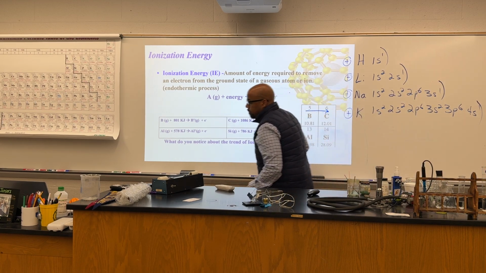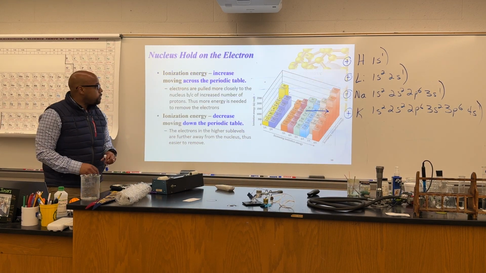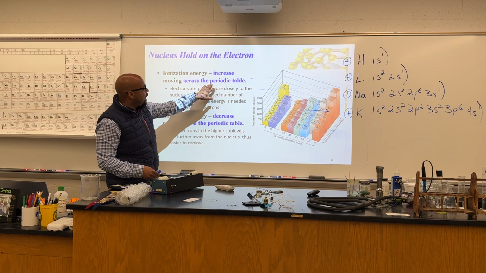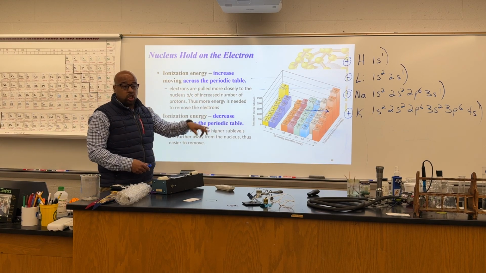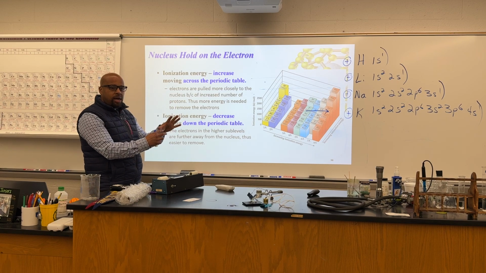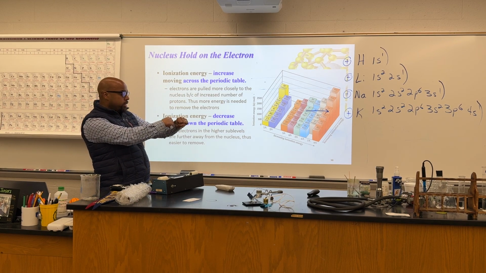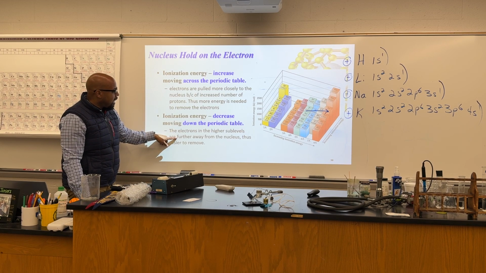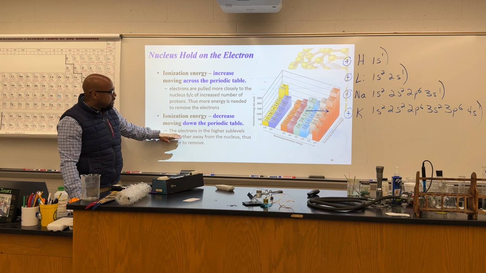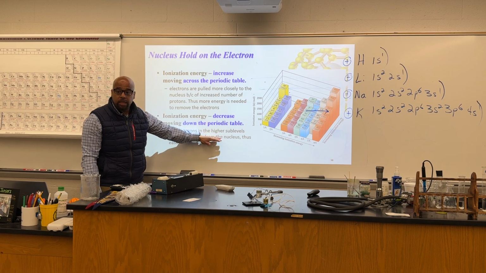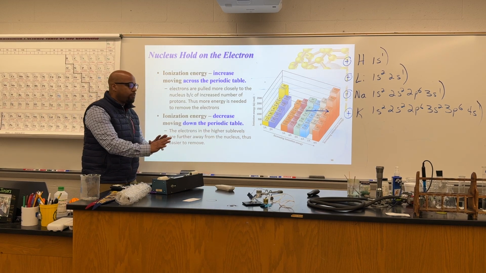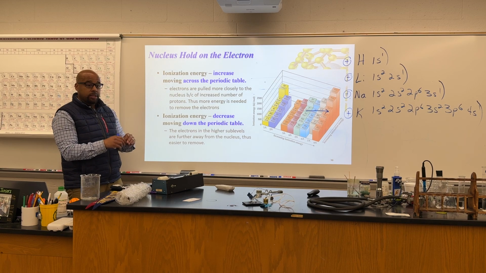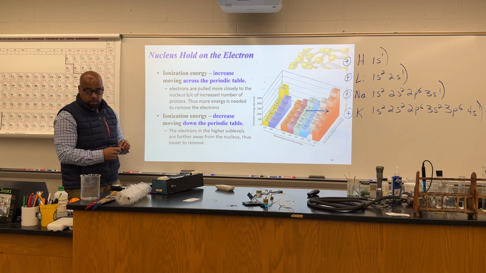So if we look at this slide, it simply says that, once again, as we move across the periodic table, ionization energy is going to increase because we got more protons. The more protons we have, the harder it is to strip the electron away from the protons. As we go down the periodic table, the ionization energy is going to decrease. That's because these electrons are out there in these higher sublevels, and it just becomes easier for us to pluck those electrons away from the nucleus since it's so far away from the nucleus in this case.